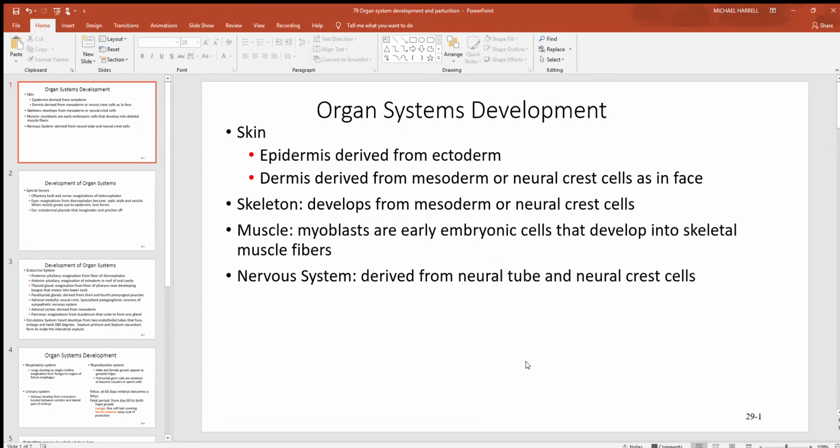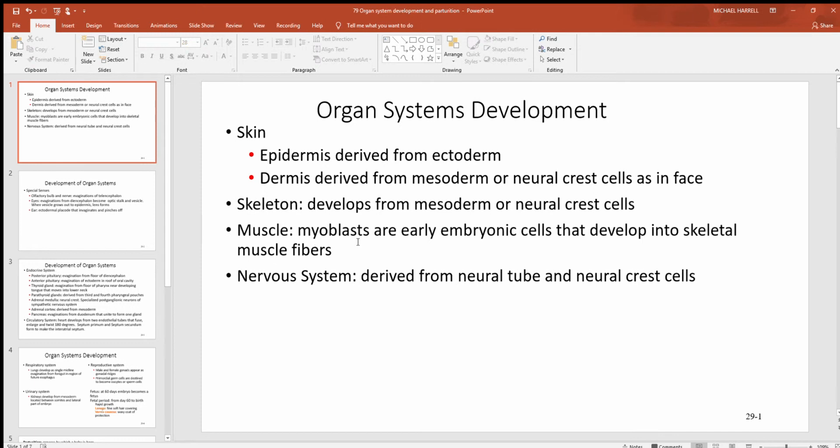Let's look at some of the other organ systems which are developing in the body. Looking back at the skin, remember that it has two layers, an epidermis and a dermis. Well, when you look at these embryonic germ layers, the epidermis, the outer layer of the skin, develops from the ectoderm, which is the outer layer, and the dermis is derived from the mesoderm and some neural crest cells in the face too.